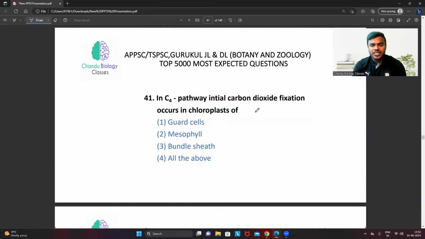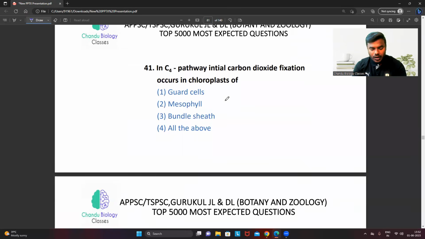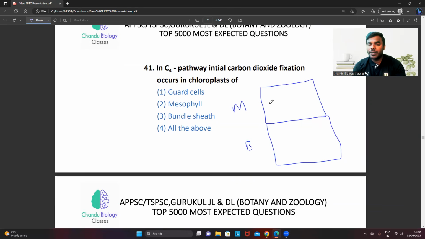In the C4 pathway, initial carbon dioxide fixation occurs in the chloroplast of which cells? See friends, everyone commonly knows that. I will explain it to you in the lesson. C4 plants contain 2 cells because they show Kranz anatomy, right? Kranz anatomy contains mesophyll cells and bundle sheath cells. What happens first? First, carbon dioxide is taken by the PEP. In the presence of PEP carboxylase enzyme, it is converted into oxaloacetic acid, which is a 4 carbon. So friends, where is the first carbon dioxide fixation taking place? Undoubtedly in the mesophyll, not to get confused.